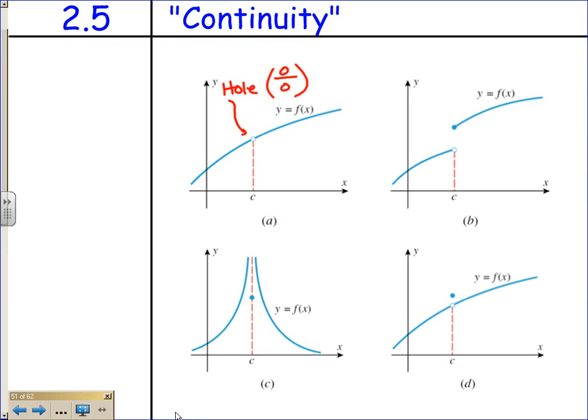Okay. Hole, 0 over 0, got it. Part B, discontinuity. What's going on? It's a piecewise. Why does it have to be a piecewise? Yeah, 2 different pieces. They don't even match up. What kind of normal function is that? What's a normal function? Perpendicular. Anyway, come back. Just kidding.